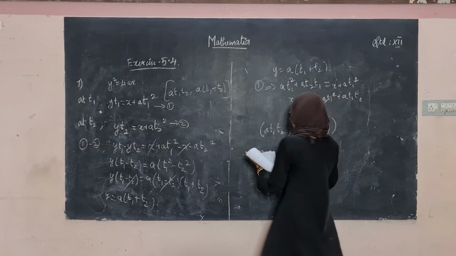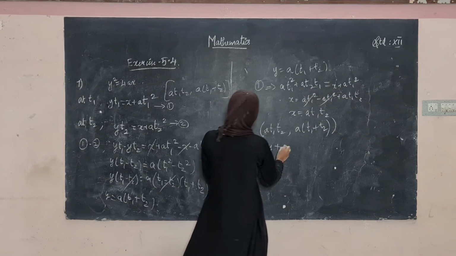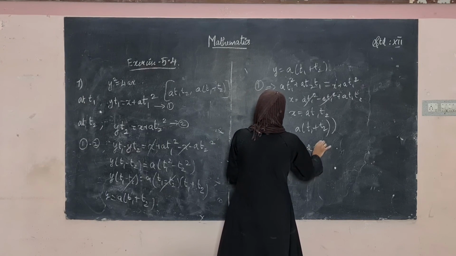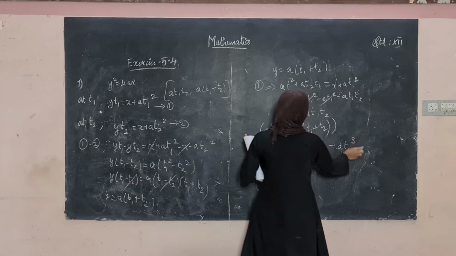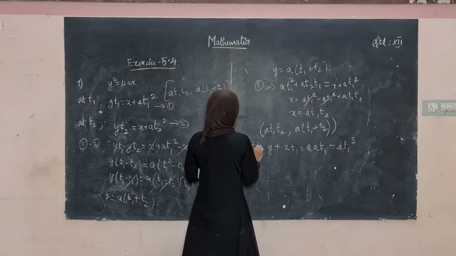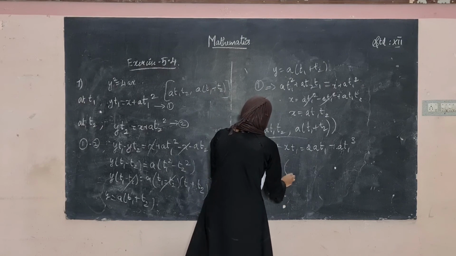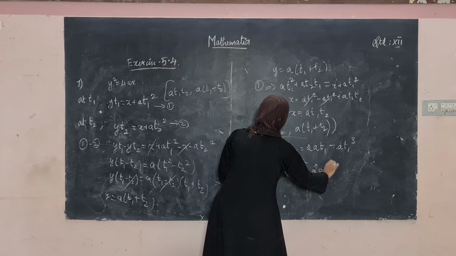So you should not get confused. The equation of normal at T1 becomes y plus x T1 is equal to 2a T1 plus a T1 cube. This is the equation of normal at T1. Okay, now we know the point of contact. What's the point of contact? (a t square, 2at). This is the point of contact.